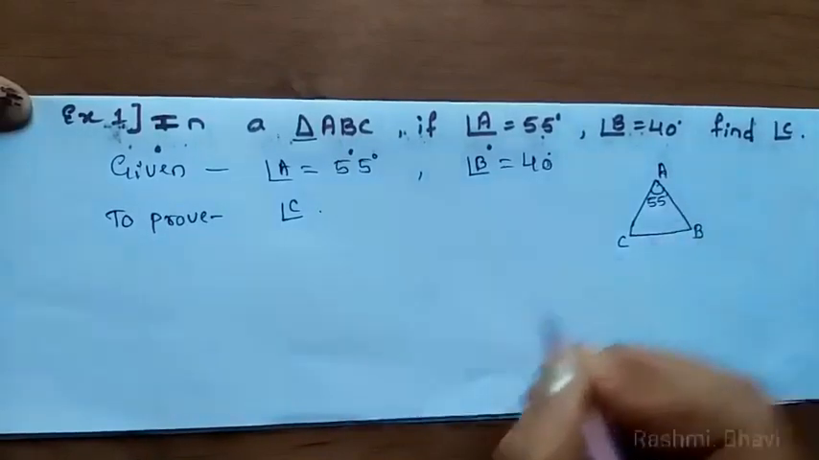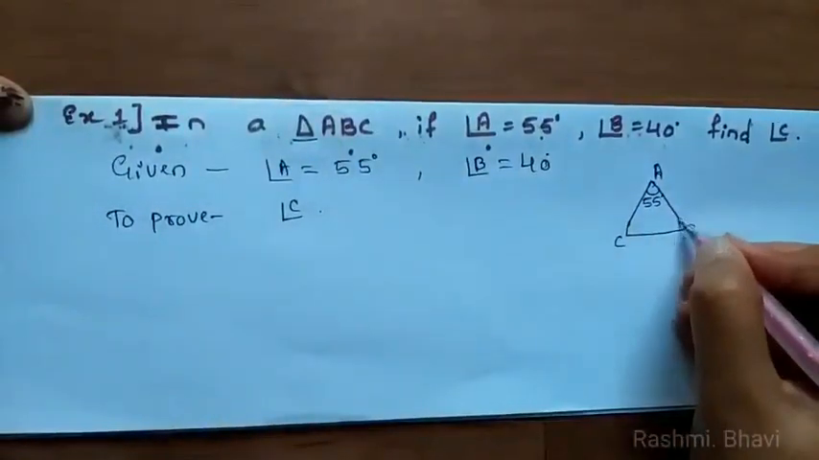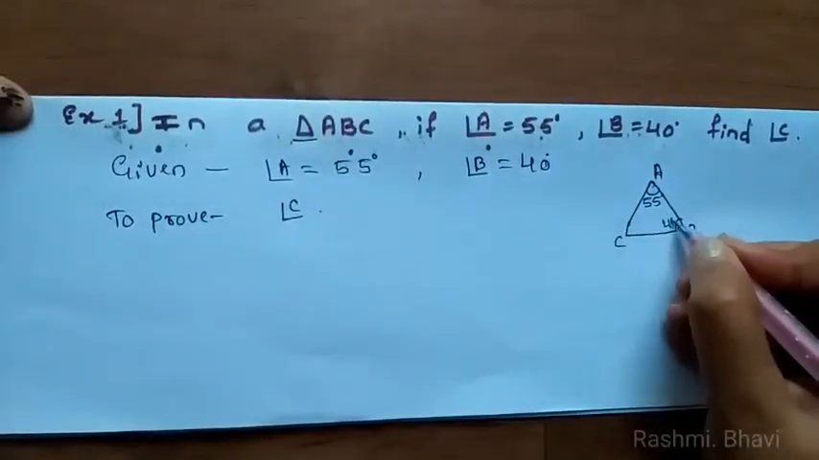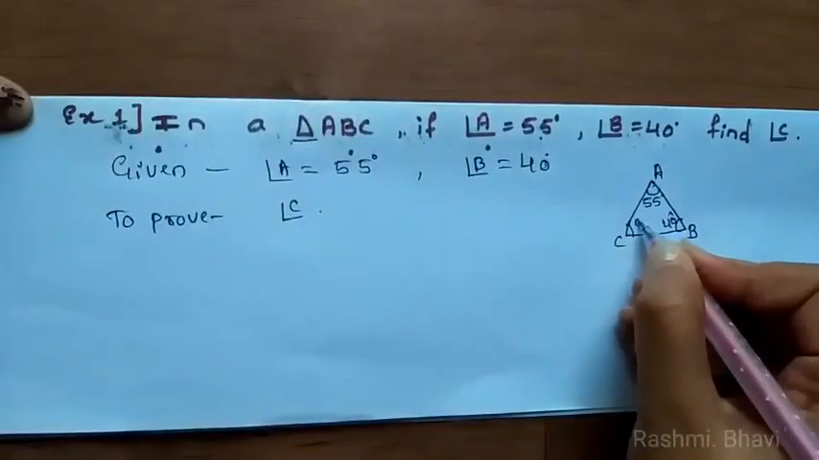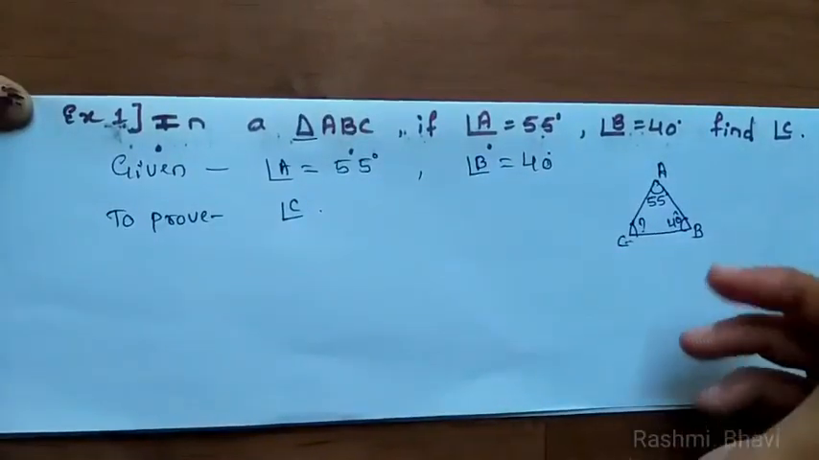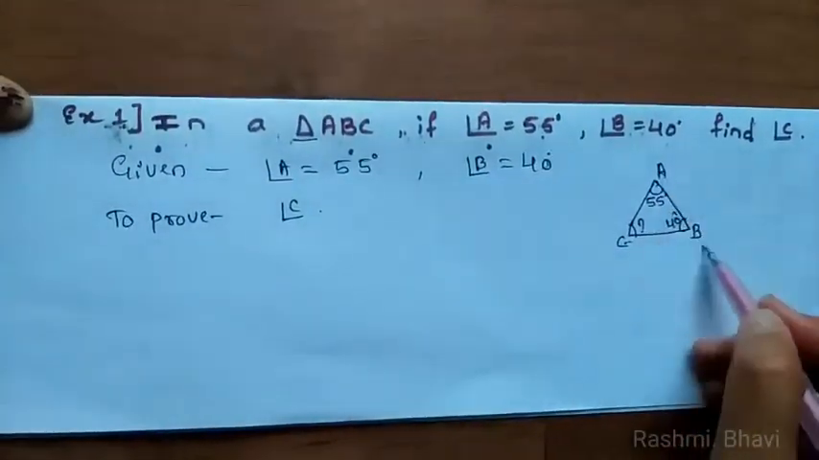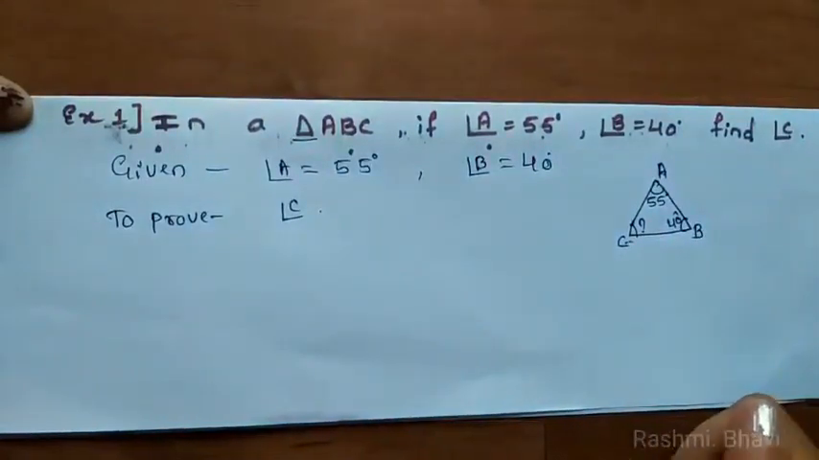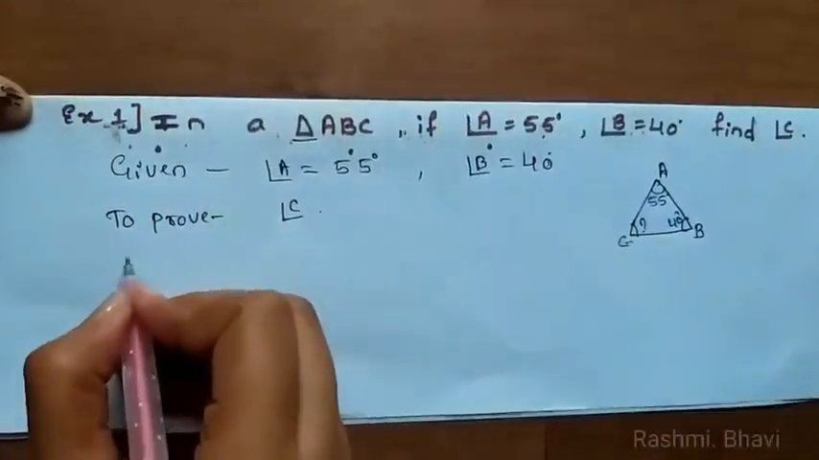55 degree. Angle B is how much they given here? 40 degree. And we don't know angle C, we have to find the angle C. So, our formula is what? The sum of the angles of a triangle is 180 degree. So, let's start the proof.